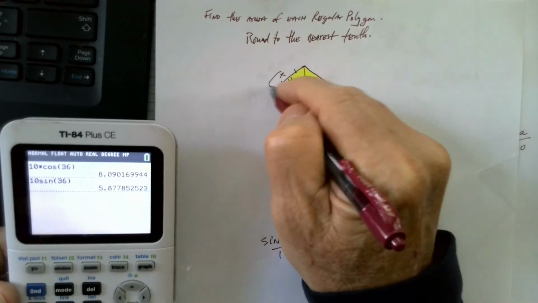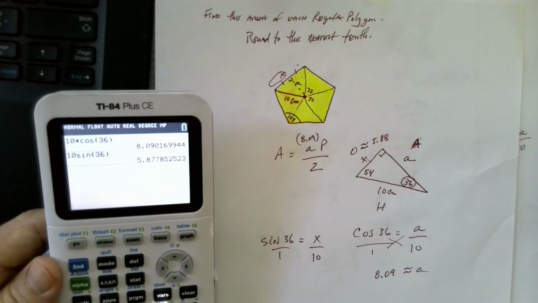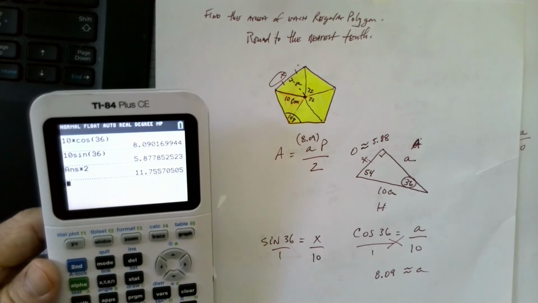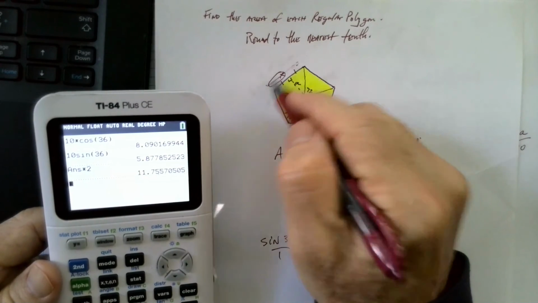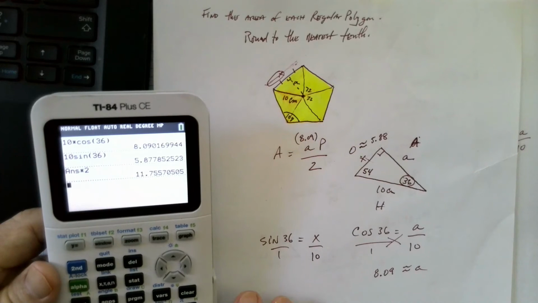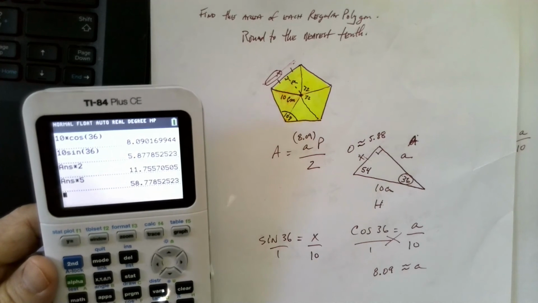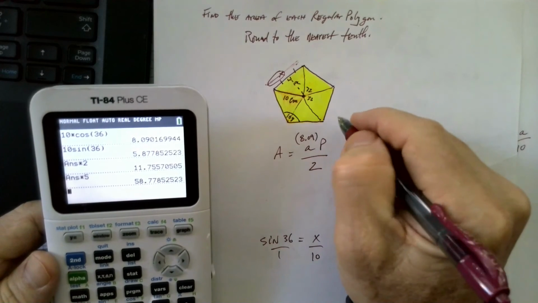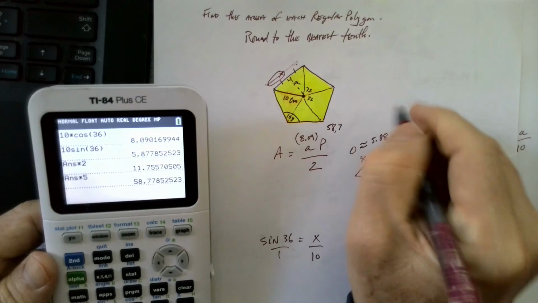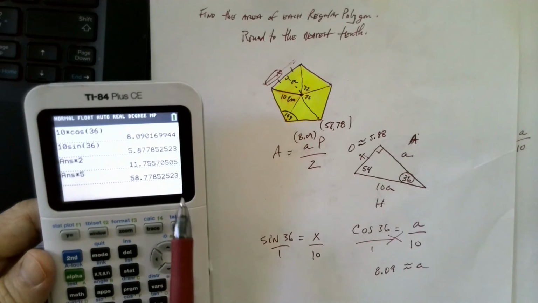Now look, that's only half of one of those sides. So the best way to do this, if you can, is to leave it in your calculator and double it. When I double it, that gives me one full side length. And for the perimeter, because this is a pentagon, I need 5 of those. So the value in my calculator now is the perimeter, which is about 58.78, roughly.